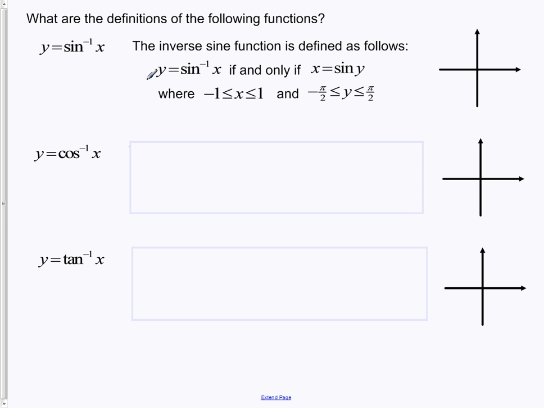We say y equals the inverse sine of x if and only if x equals the sine of y, where x is a value from -1 to +1. You'll recall that was the range of the original sine function, and y is limited to values between -pi/2 and +pi/2.